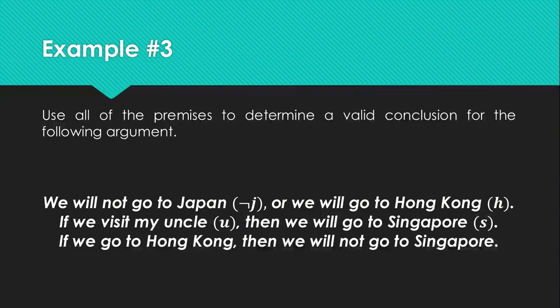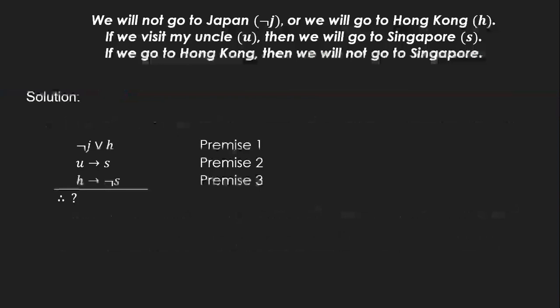Now, first off, in order for us to determine a valid conclusion for this argument, we will have to translate it into symbolic form. Now, since given naman yung propositions natin, or how we will represent the propositions, we will simply translate them into symbolic forms. Our first premise is we will not go to Japan, that is not J, or, so we will use the disjunction here, we will go to Hong Kong. So therefore, our first premise in symbolic form is not J or H.